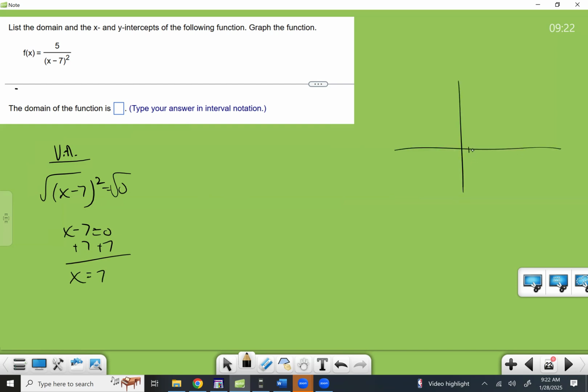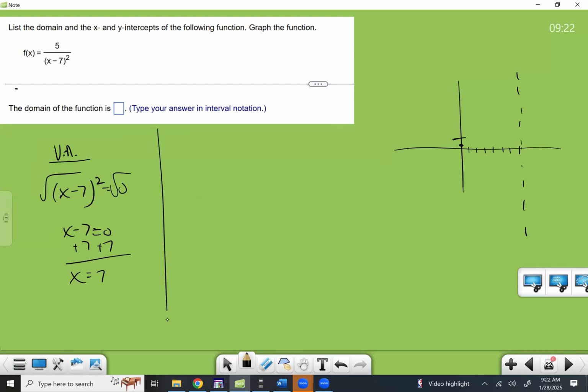So let's pretend 1, 2, 3, 4, 5, 6, 7. There's our 7. We got our vertical asymptote there. By the way, we have the point 0, comma 5 over 49. So that's about like right there as our y-intercept. So we have a couple things so far.